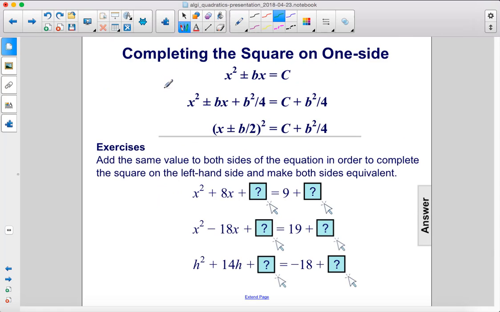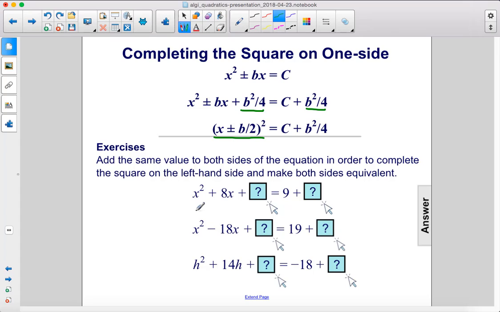Completing the square on one side. Here's a strategy for solving problems. If we have x squared plus or minus bx on the left side of an equation and a constant c on the right side, we can add in this value b squared over 4 to the left and the right sides so that we can factor the left side. That will make it easier to solve the problem.